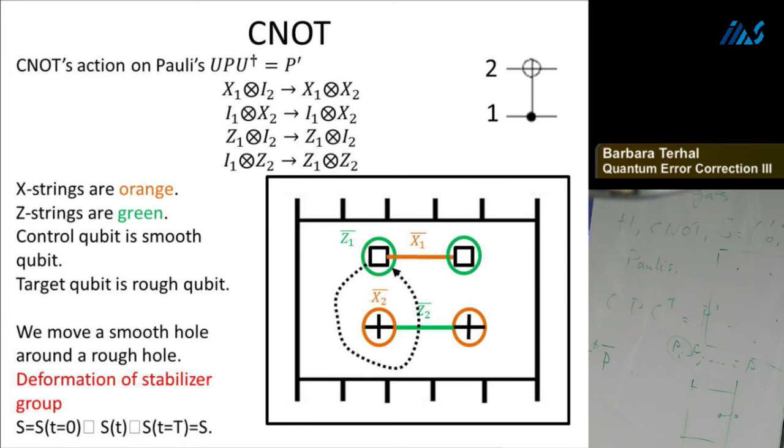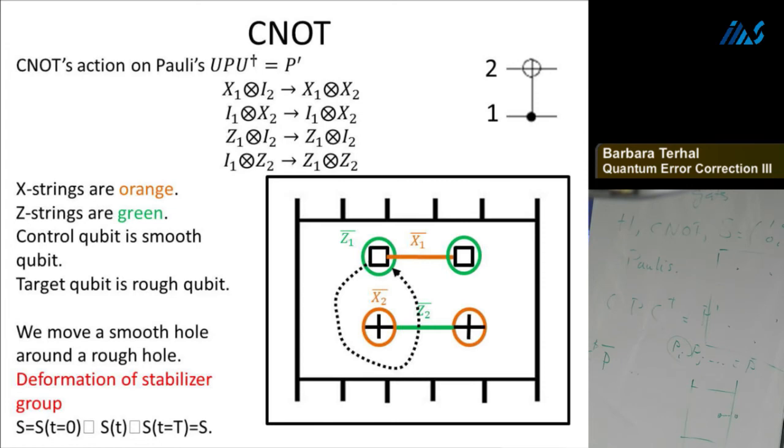So that movement of holes is a deformation of the stabilizer group, right? Because I change what are the relevant parity checks. So I change what is the code. But these are just very, very much related codes. In one code, the hole is there, and in the other code, the hole is there.